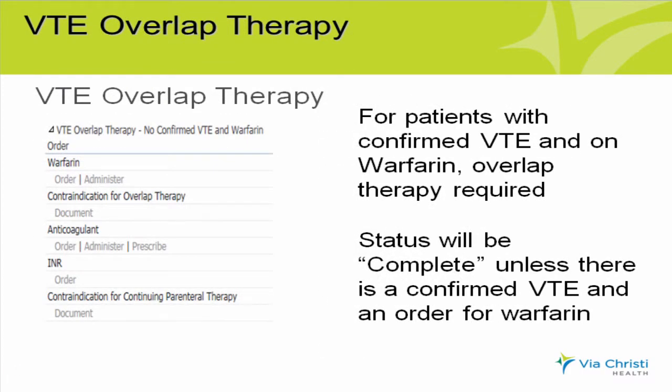VTE overlap therapy. This measure is for patients with a confirmed VTE who have been on IV or sub-Q anticoagulation and then placed on warfarin. It is required that those patients remain on IV or sub-Q anticoagulation along with the warfarin for at least 5 days and until the INR is 2 or more for at least 24 hours. If there is a confirmed VTE and there is a contraindication for overlap therapy or a contraindication for continuing parenteral therapy, physicians or pharmacists can document this from the links on the component to complete the measure.